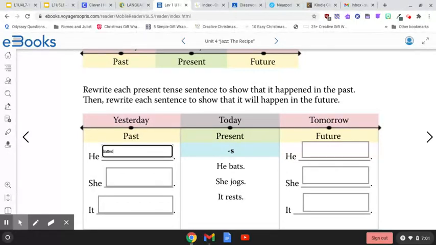Remember that sometimes we have to double the final consonant. If it's consonant, vowel, consonant, we're going to have to double that consonant. So we're going to have two T's when we make batted. Otherwise, it would say baited.